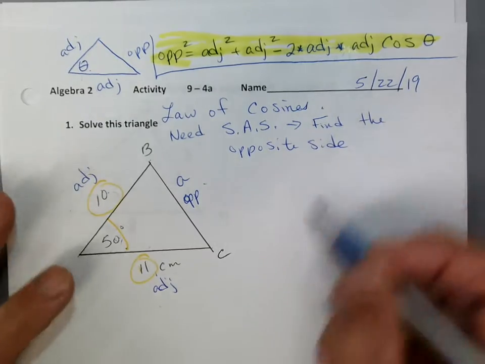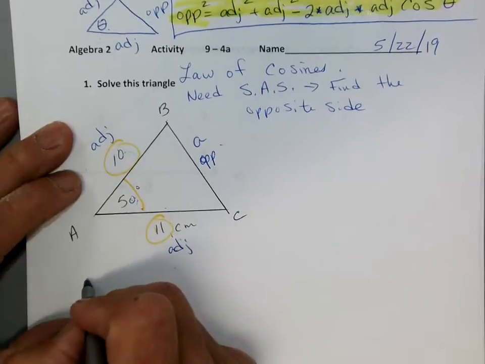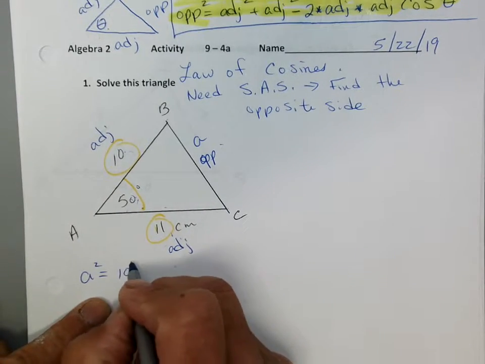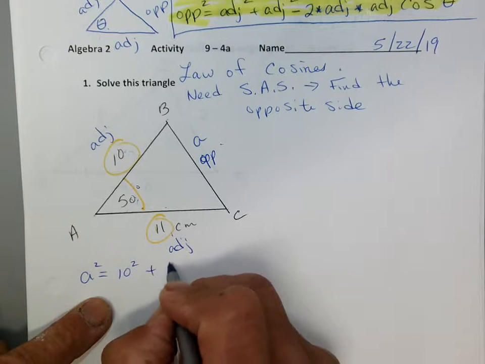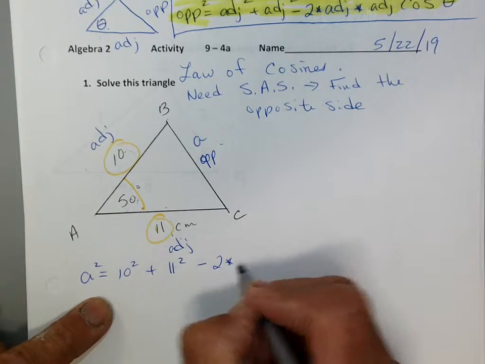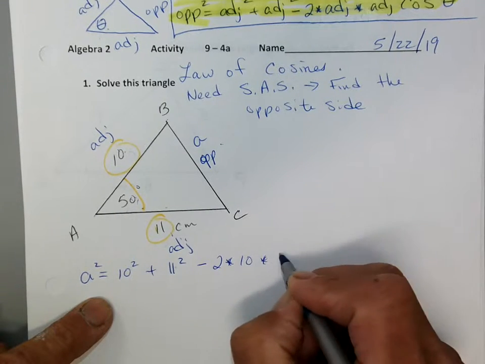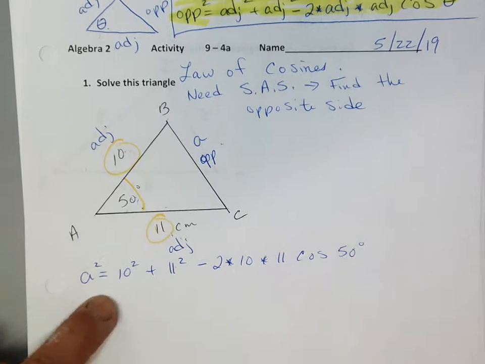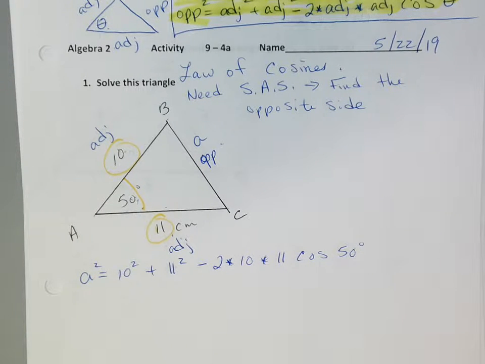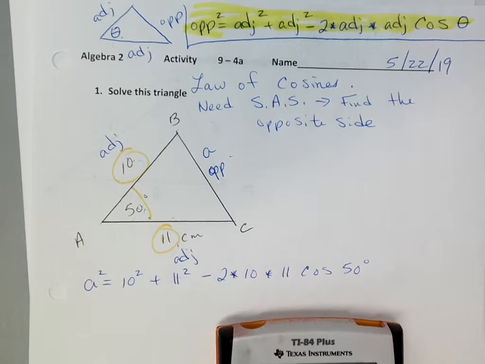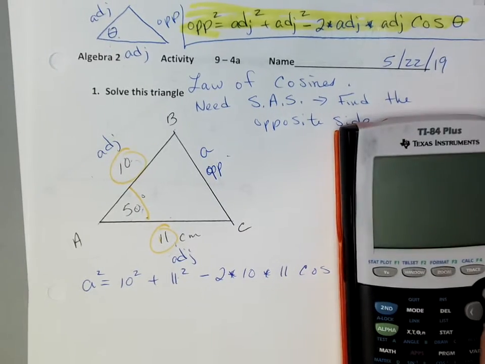So here's what I'm going to do. I'm going to go A squared equals, because that's opposite squared, equals 10 squared plus 11 squared minus 2 times 10 times 11 times the cosine of 50 degrees. Okay? And just plug numbers into my formula. That's all I did. Just put the numbers right into the formula, okay? I'm just going to use my calculator.